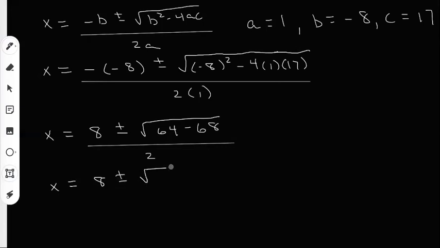So we're taking the square root of 64 minus 68, which is -4. And we're still dividing everything by 2. What that's going to do is leave us with 8 plus or minus the square root of -4, which is 2i. Whenever you take the square root of a negative number, you have to put an i at the end. So I'm going to be using 2i because the square root of 4 is 2. And then we're still going to be dividing everything by that 2 in the denominator.